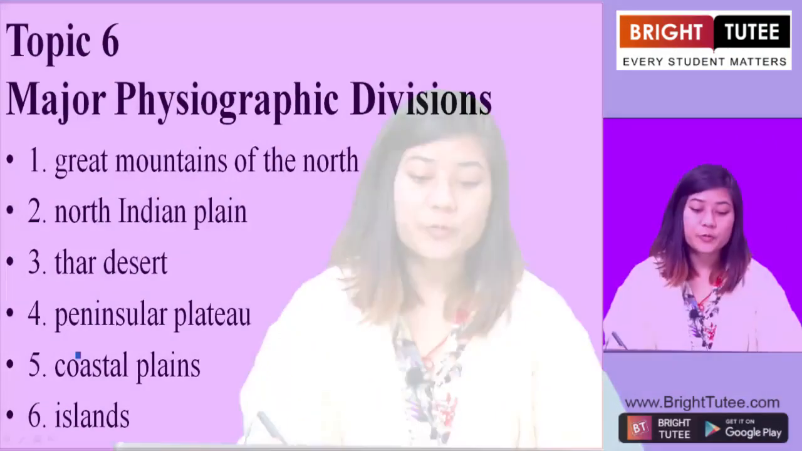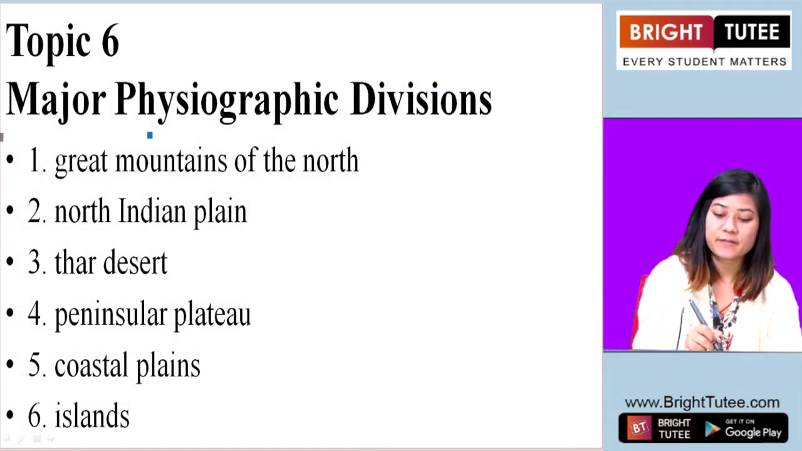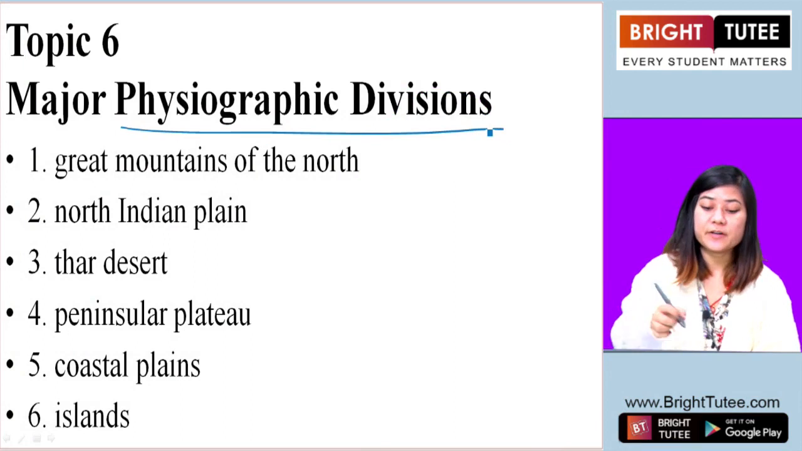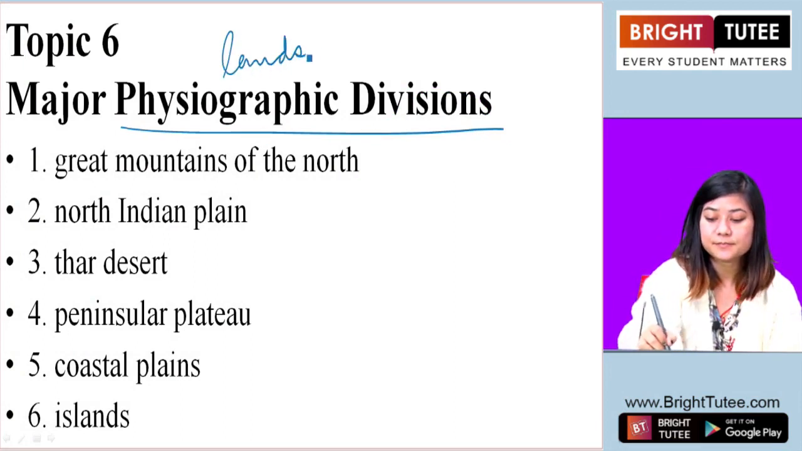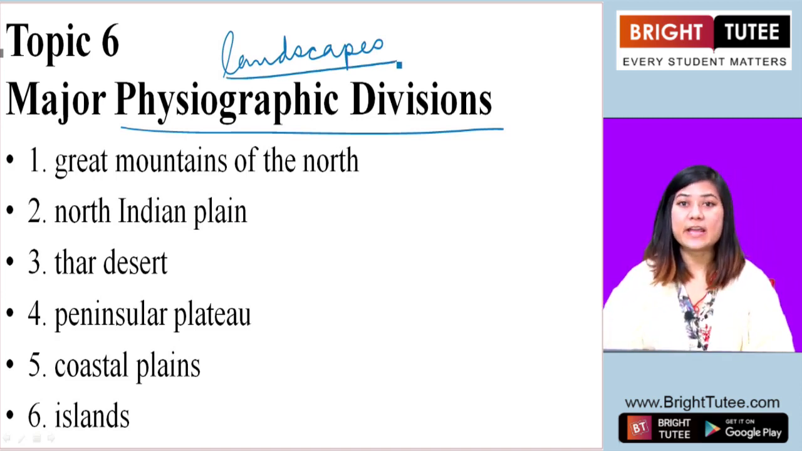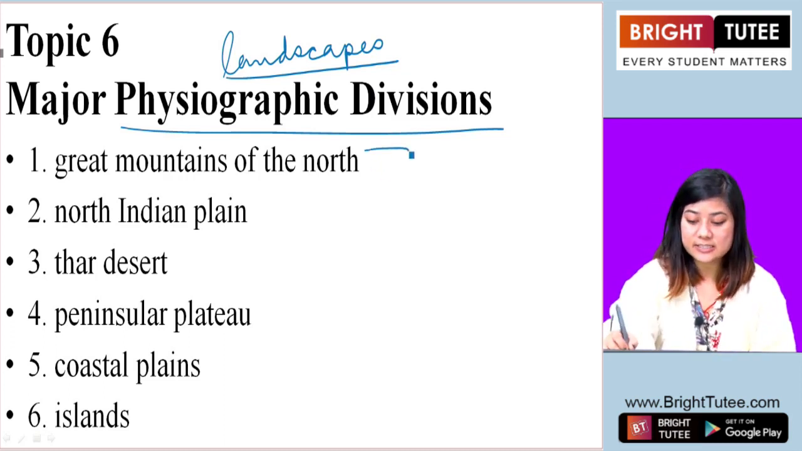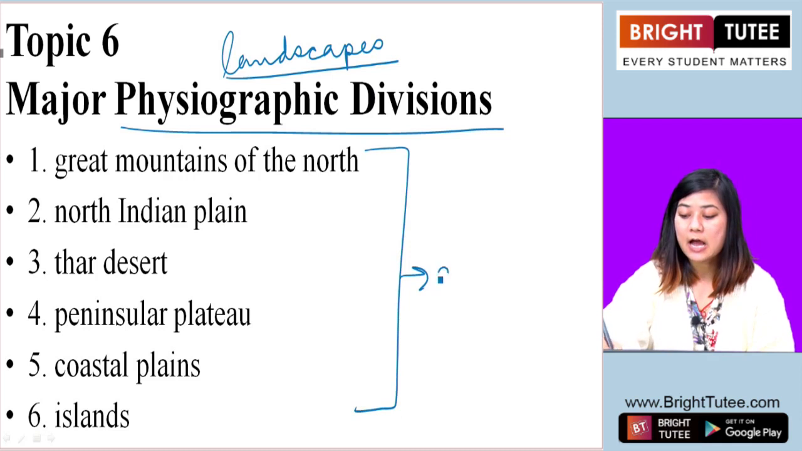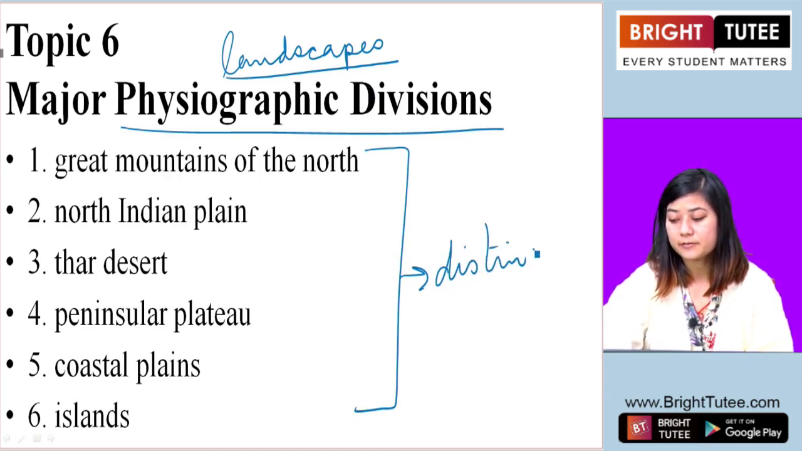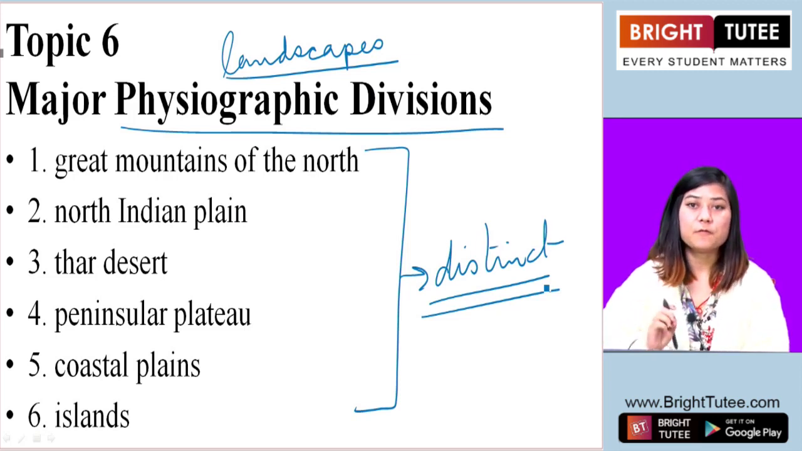Topic 6. In this topic, we are going to look at India's major physiographic divisions, meaning the different kinds of landscapes, different kinds of areas or regions that India has. There are 6 major physiographic divisions, and these divisions are distinct from one another, meaning each of them is different from another.